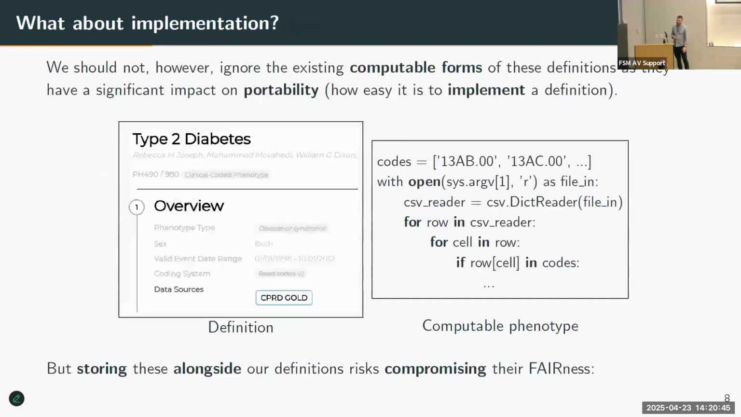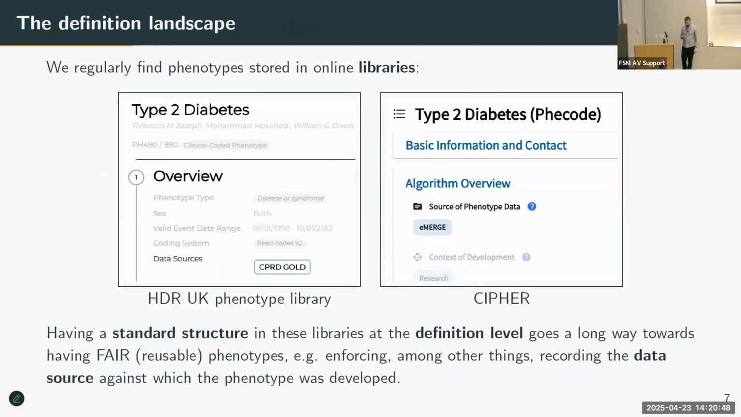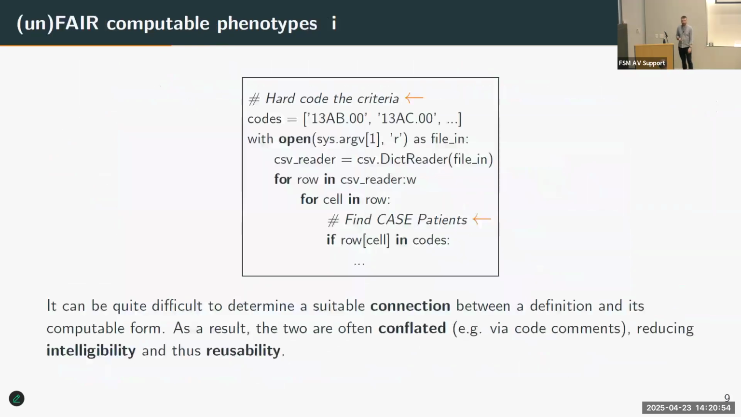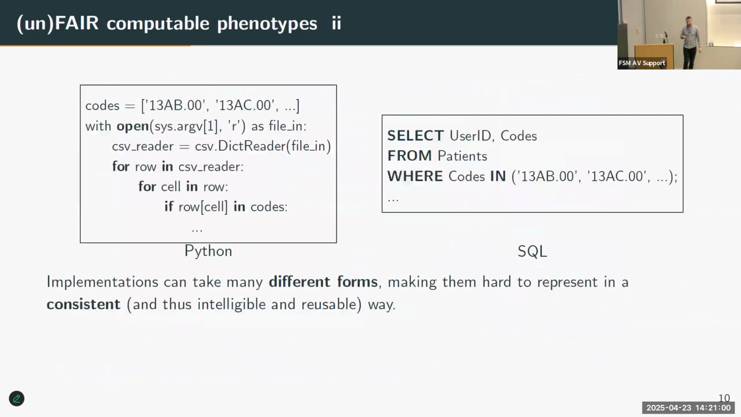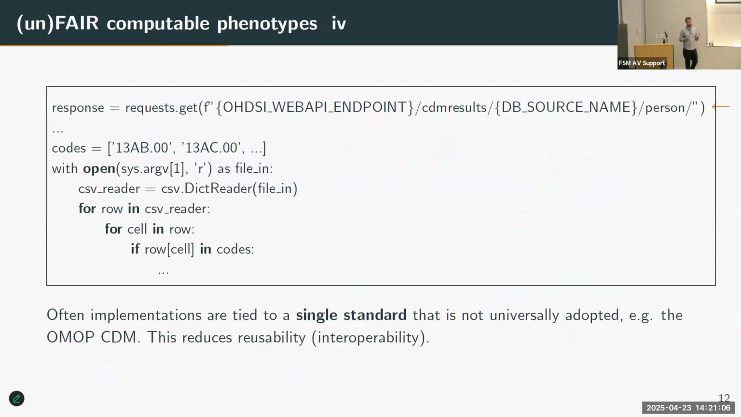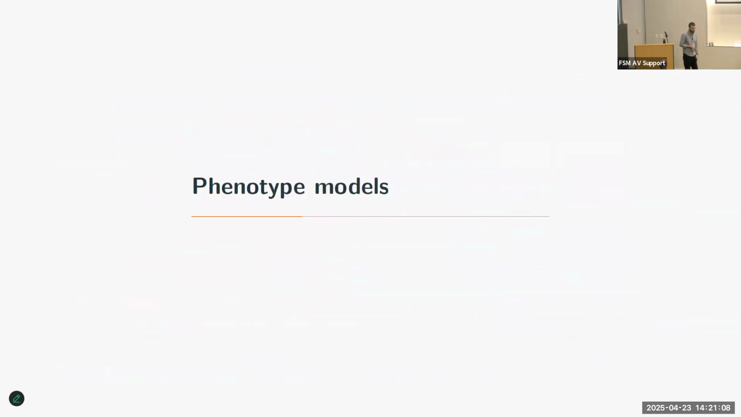This is our landscape. We're doing pretty well at the definition level, and there's work going on at the implementation level, but it's a bit ad hoc. And if we try and combine these two worlds together, we're going to get problems. Why is that? Because of the way that the implementation and the logic are combined, because of the different languages people are using, because of the complexity of the implementations, and finally, because people tend to tie things to the same standard.